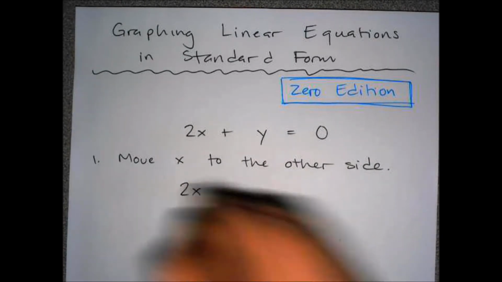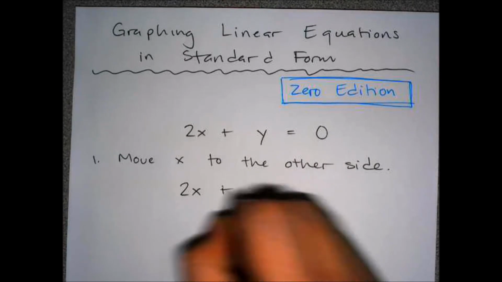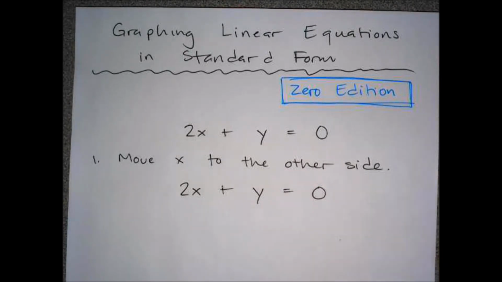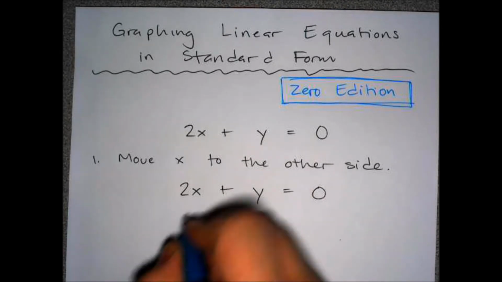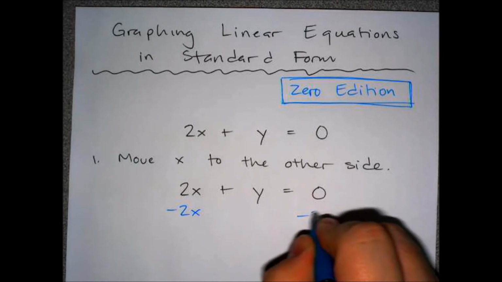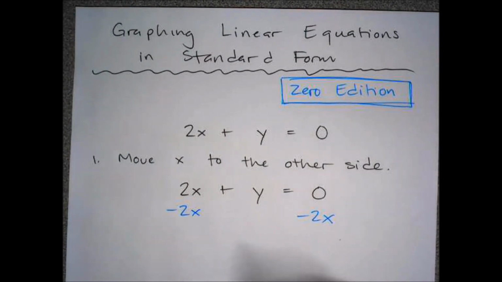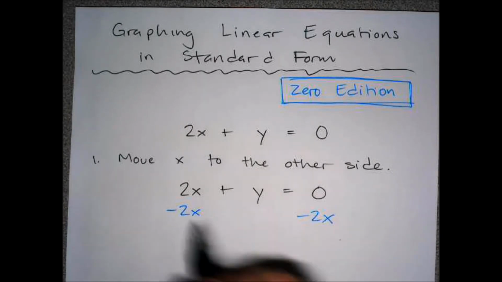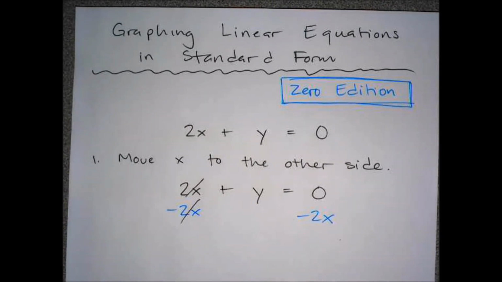We're going to have to do something to it. So it's a positive 2x. There's no negative sign there. I'm going to rewrite this. I'm going to show you in blue what we're going to do. Since that's positive, we're going to do the opposite. We're going to subtract it from both sides now. So 2x minus itself gets rid of it. We get to cancel the 2x. That's gone now. So we're left with plus y, positive y.